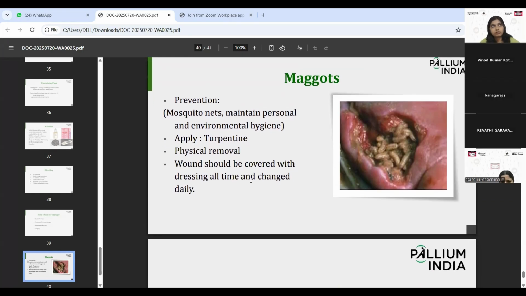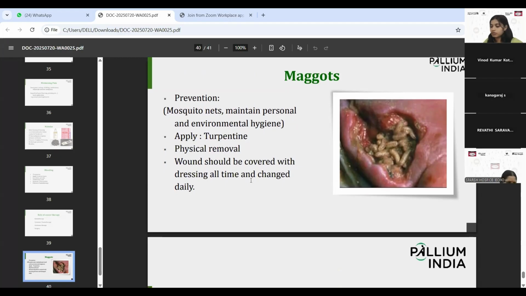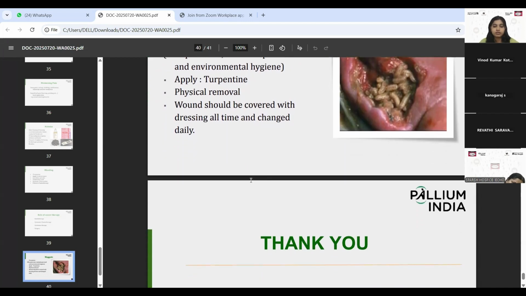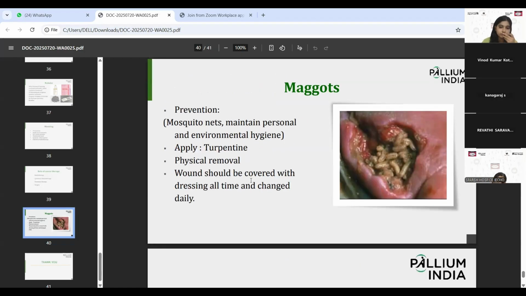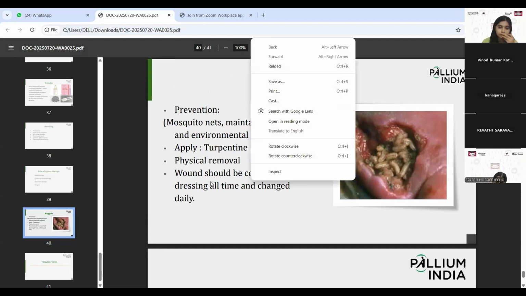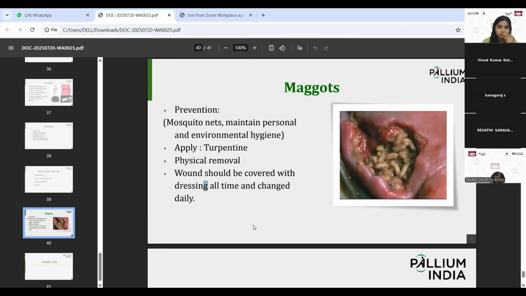Previously, I have said you can use the turpentine to remove all maggots from the patient's site. Don't force, don't pluck the maggots, don't apply more force on the wound, because it elevates pain, and it will damage the capillaries, it will damage the major blood vessels too. So the complications will increase for the patient.